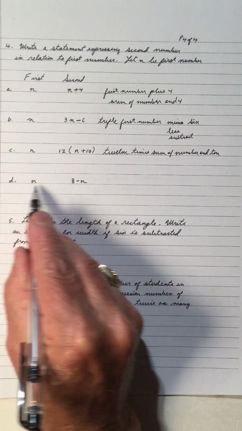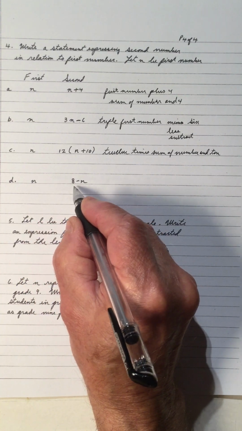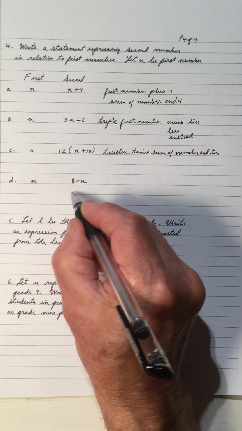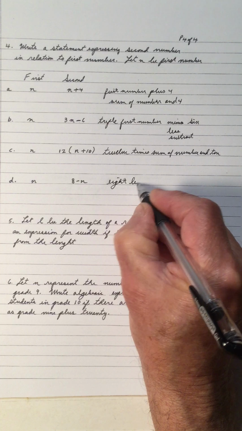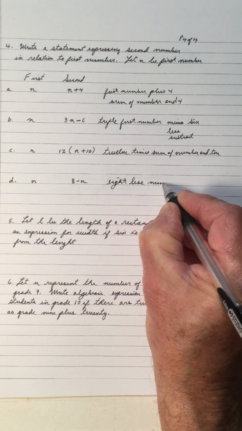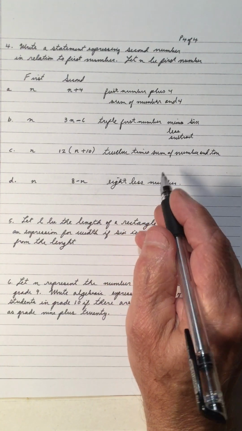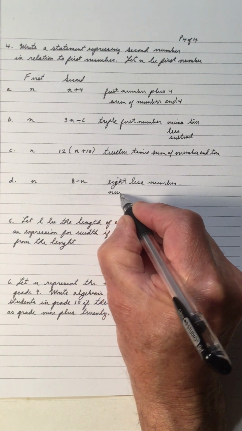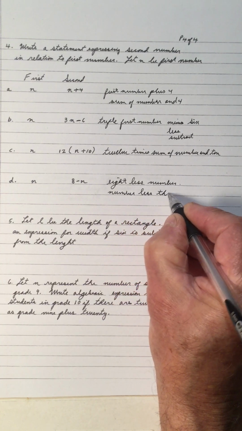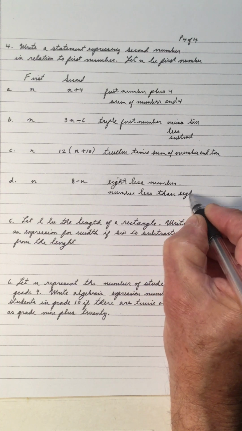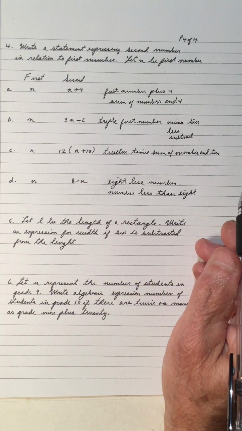And this one here, 8 minus n. This n is the number. You could say it's 8 less the number. Or again, you could say number less than 8, either way. Less means the direct subtraction, less than is reversed.